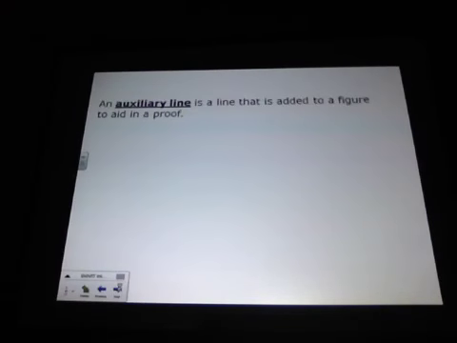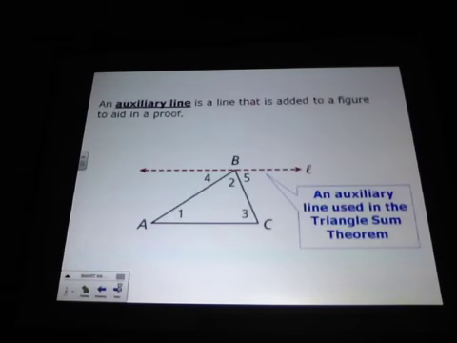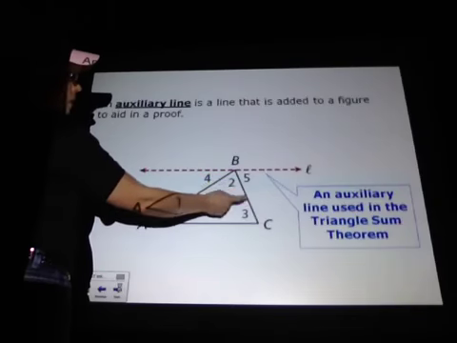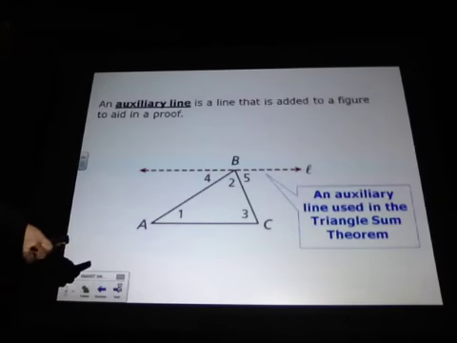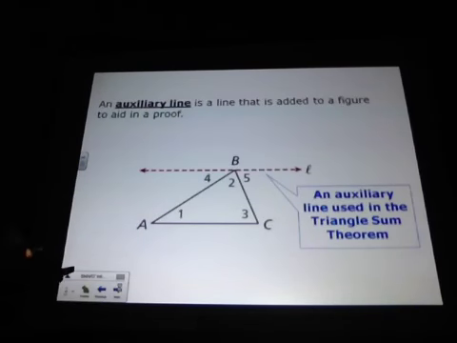An auxiliary line is a line that you create to help aid in proofs. Line L is an auxiliary line, and we'll apply it later. It will help you identify measurements like of angle 4, 5, and 2. Also, you might be able to use it to identify measurements of angles 1 and 3.